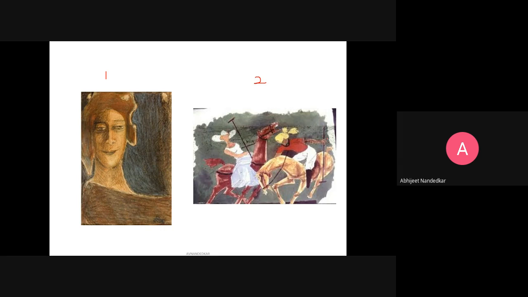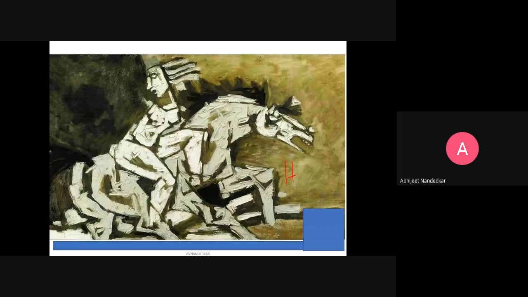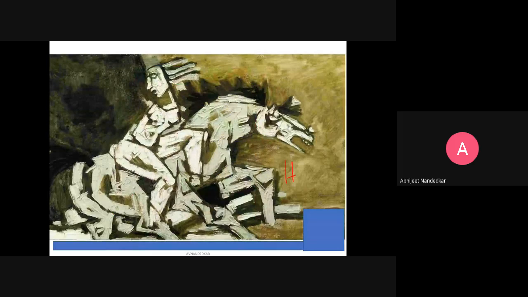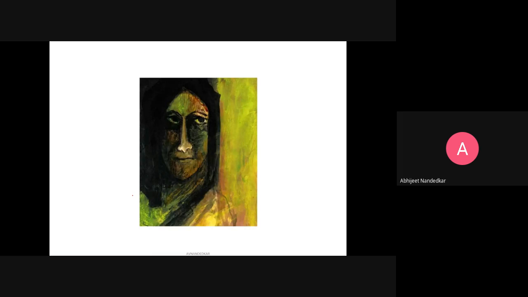Anybody? One Tagore, second Hussain. One is Tagore, Rabindranath Tagore, and the second is M.F. Hussain. Even though these images are new to you, I have trained you, or training images were given to you, that this is a painting done by M.F. Hussain. This is also M.F. Hussain, and this is Tagore.